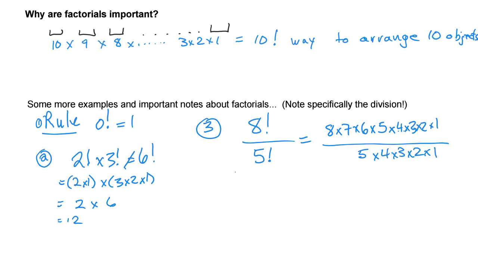And you know from your grade 8 days that 5 cancels 5, 4 cancels 4, 3 cancels 3, 2 cancels 2, and 1 cancels 1. So this is gone and this is gone. So we are left with the following: 8 times 7 times 6. And that gives me an answer of 336.